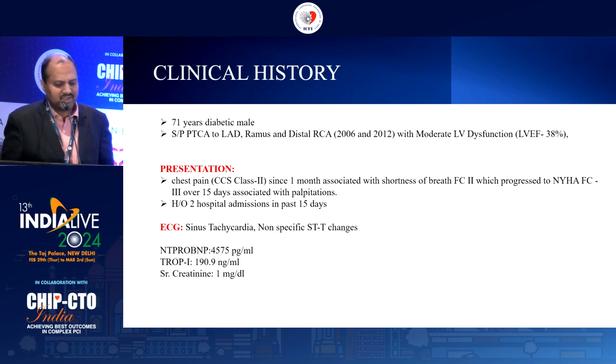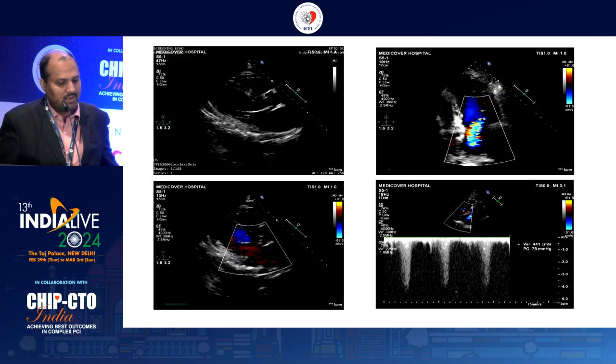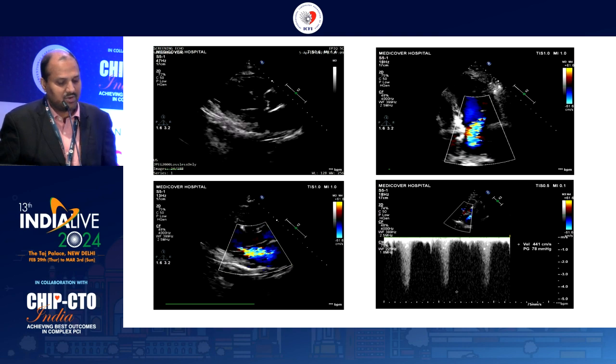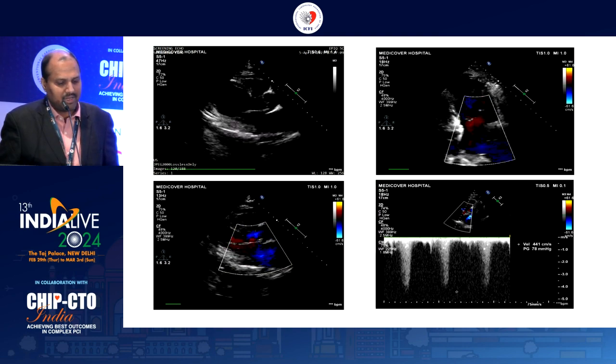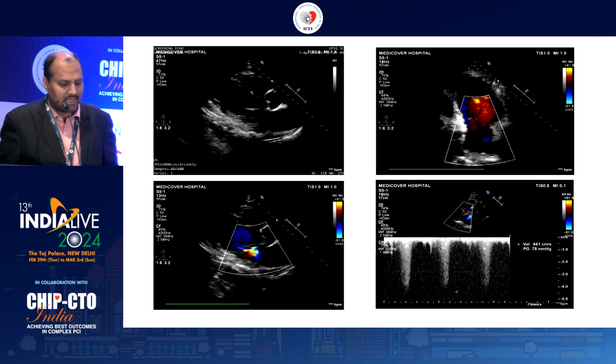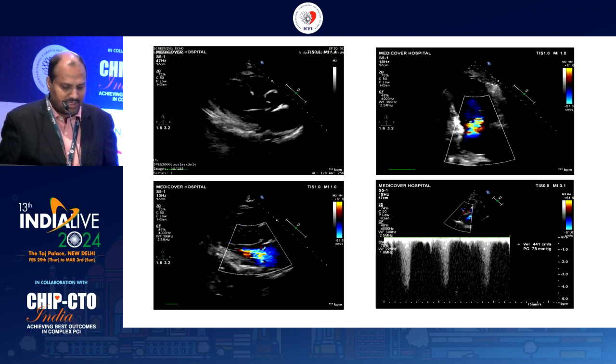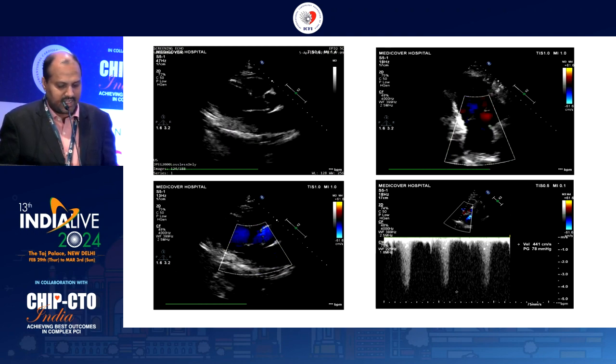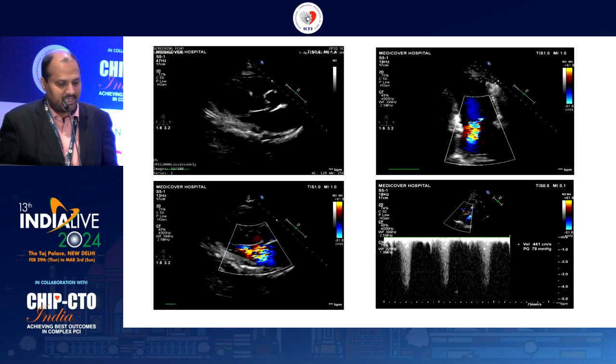ECG was showing non-specific ST-T changes, and proBNP and troponins are elevated, and creatinine was normal. So this is the angio, this is the echo. You can see RWMA in RCA territory, there is a moderate MR, and the PA pressures are 78 plus 10, 88, so there is PAH.